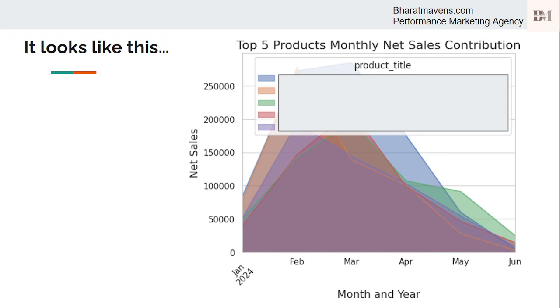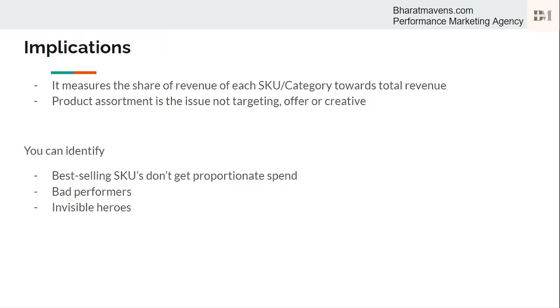It's easier to communicate with your peers also, even from non-marketing departments, because you have to communicate with departments who deal with merchandising, who deal with inventory. Hence you will have to communicate in this manner, and the area chart is the best way to communicate this. It measures the share of revenue, and product assortment is the issue most of the time in lifestyle brands, and not the targeting or the offer or the creative.